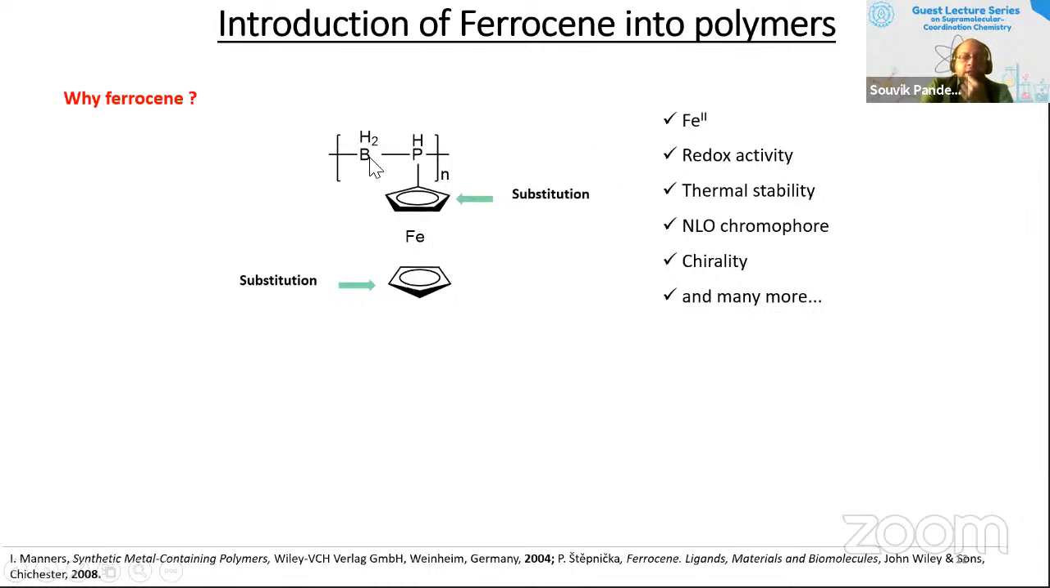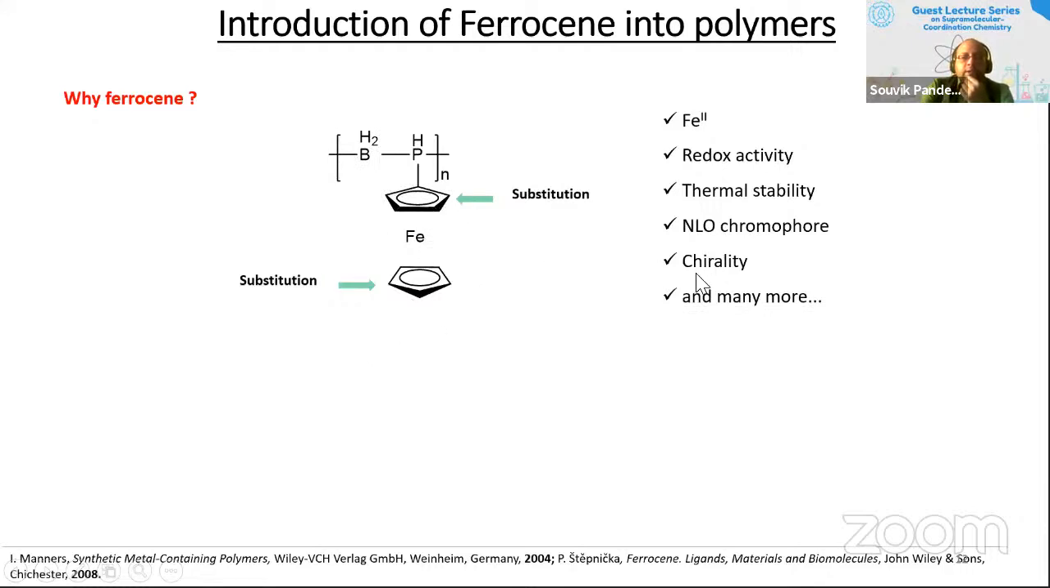It can introduce color. These polyphosphinoboranes are a colorless, white compound. But as soon as you introduce ferrocene, it becomes yellow-orange in color. So a lot of other factors are also there.